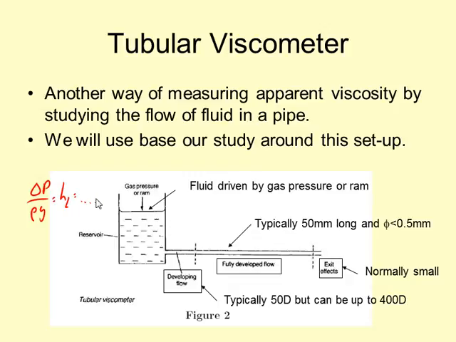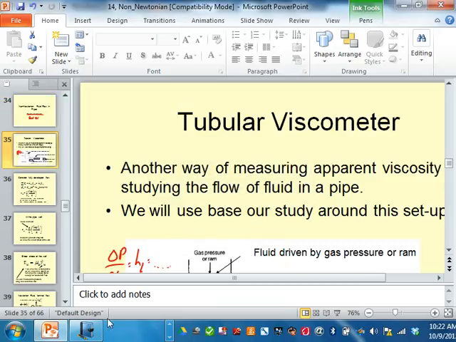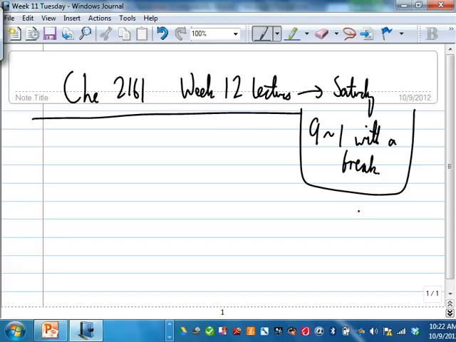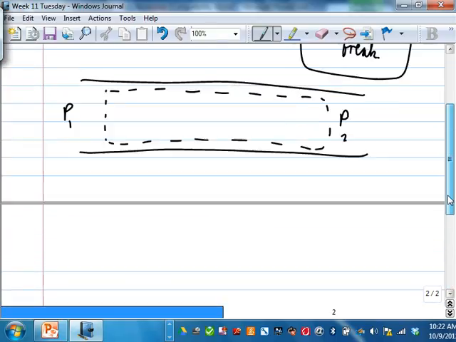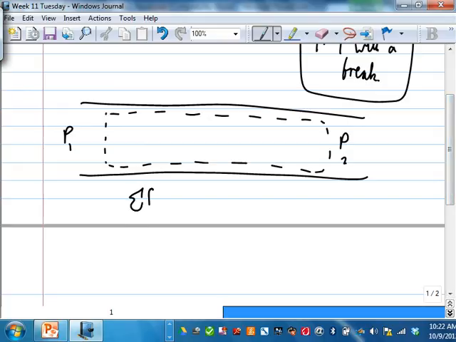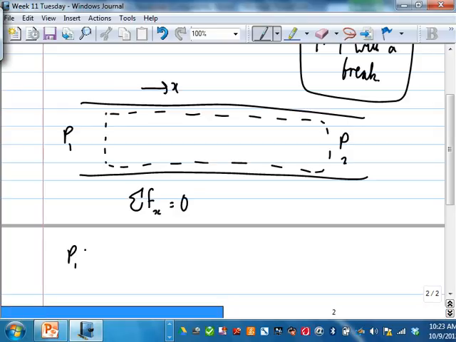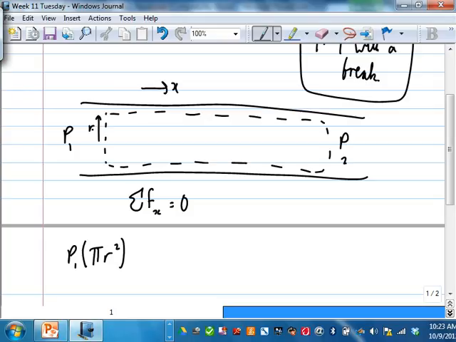First of all, I did this earlier in a pipe. So you have P1 and P2. In a steady flow, I can say the sum of the forces in X is equal to 0. So P1 times the area, pi R squared. R can be any distance actually. R can be anything, but cannot be more than Ri or less than 0.